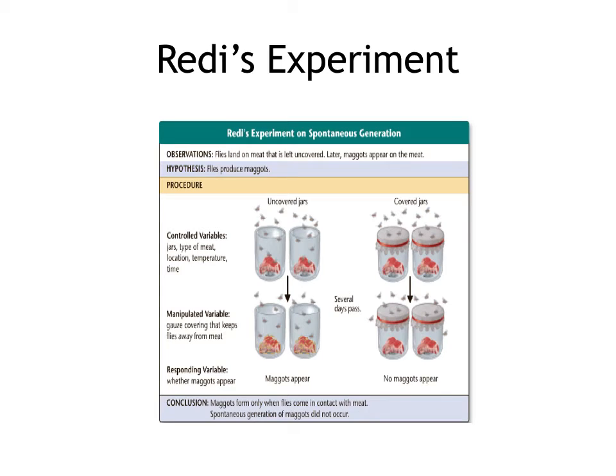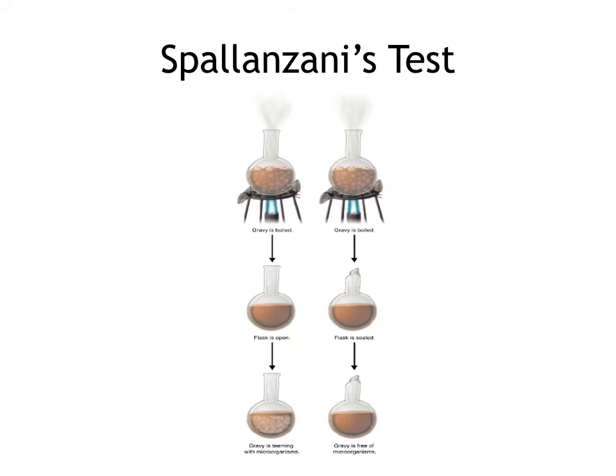The one variable he changed, though, the independent variable, all right, is the covering on the jars on the right. The covering on the jars on the right, that's the independent variable. The dependent variable is the formation of the maggots on the meat. All right? So the dependent variable depends on whether or not they were exposed to the flies.